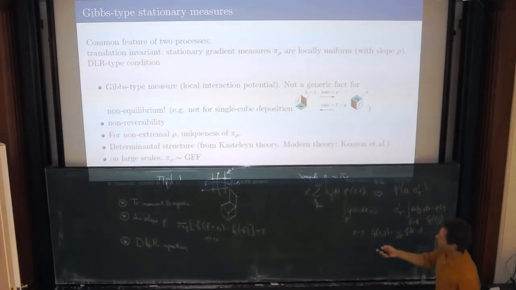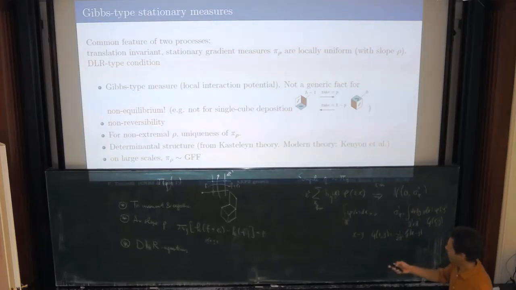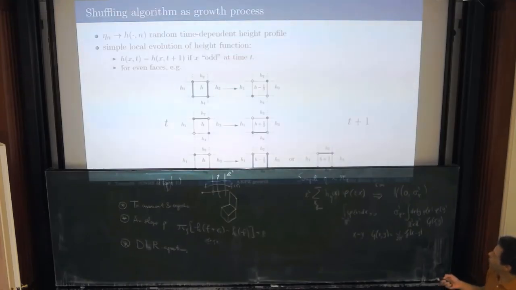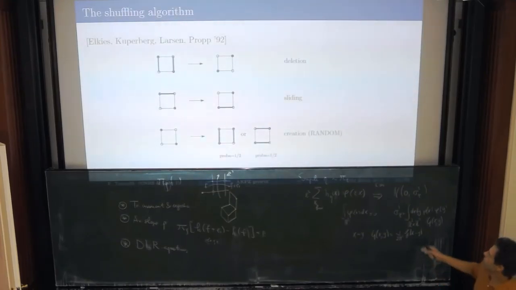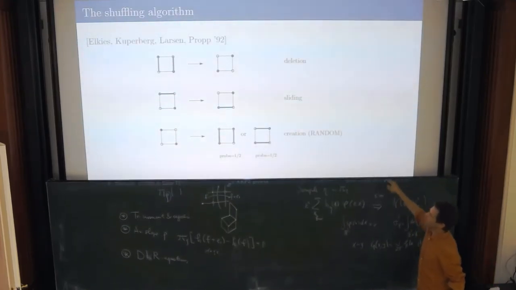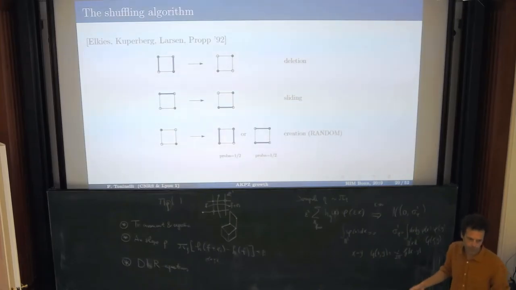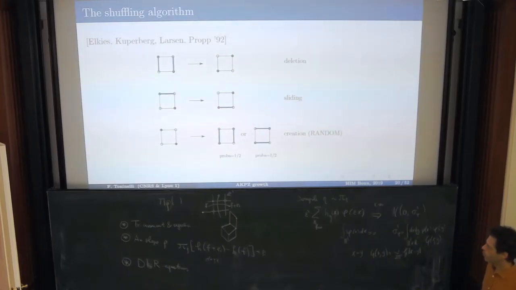I would like to emphasize non-reversibility. One might think that for the process where particles jump only up and never down, obviously you have non-reversibility. For this process here, maybe it's less obvious, because when I do the creations, I create two guys, horizontal or vertical, with the same probability. It looks very symmetric. But one can check that the dynamics is non-reversible.